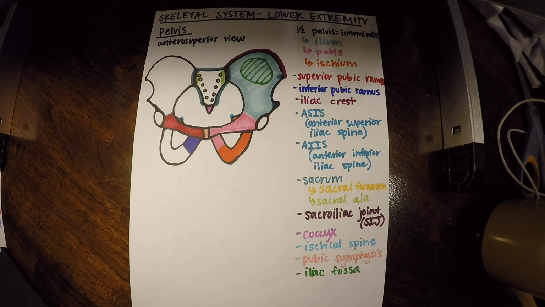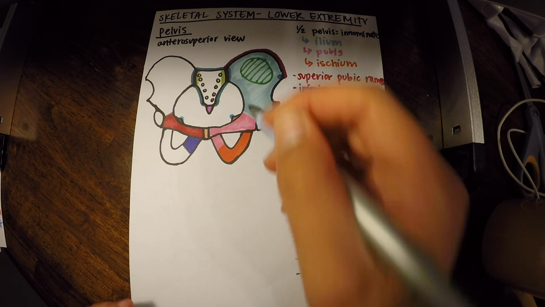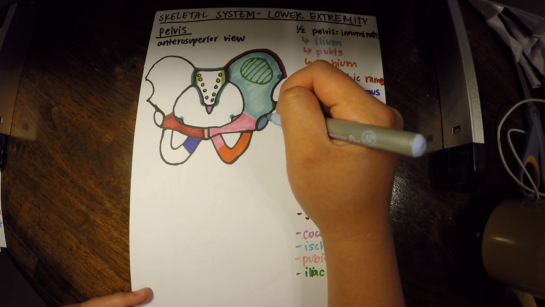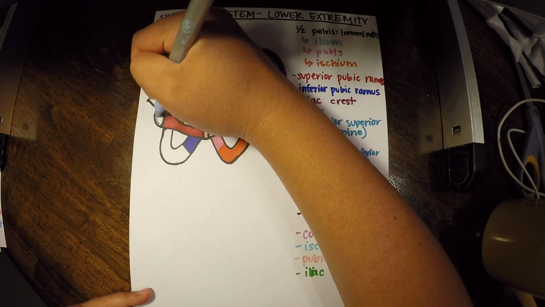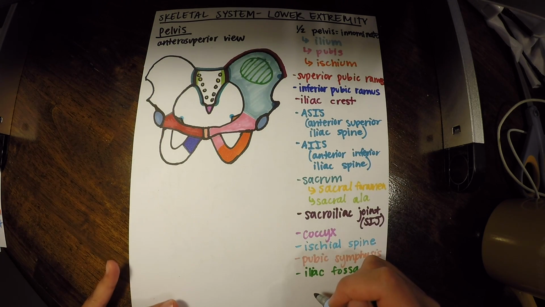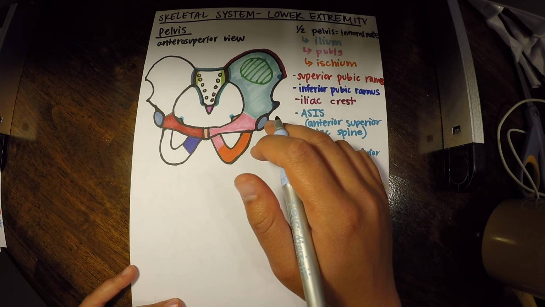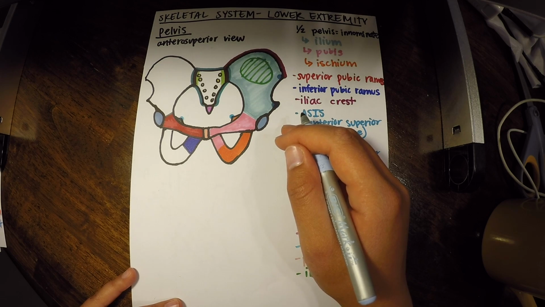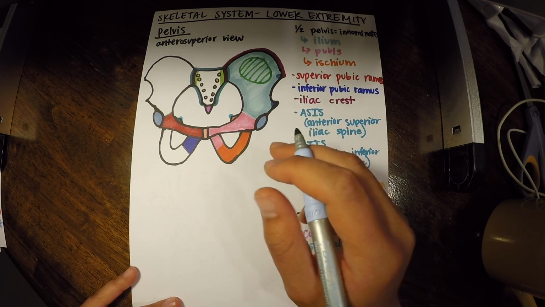And then we have our acetabulum, which is this little circle right here. That's where our femur, which is our thigh bone, connects to our pelvis. And this acetabulum, combined with the head of our femur, or thigh bone that we're going to learn about in a moment, forms our hip joint.